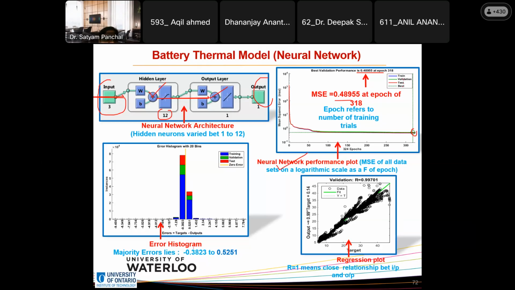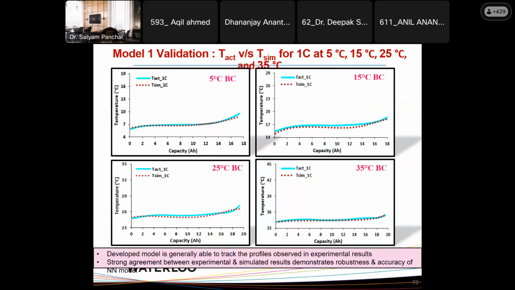An error histogram is also provided. Here you can see the yellow color line with 20 bins. The error histogram is basically target versus output, and the majority of the error lies in a range of -0.3 to +0.52, and this plot provides the regression plot with the R value of 0.99. So R equal to 1 means a close relationship between input as well as output. So this is the neural network based model, and here is the validation part.